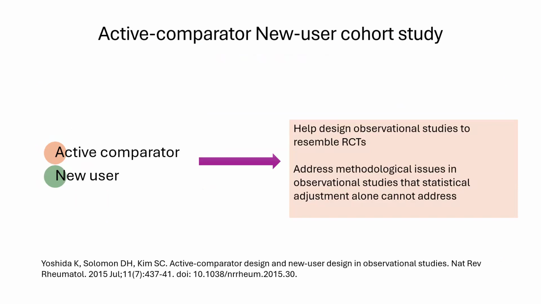So what is this active comparator new user cohort study? This is a type of cohort study which has two principles. It uses an active comparator and it also uses the principle of a new user. So this helps the cohort to resemble an RCT. It basically addresses methodological issues which statistical adjustment alone cannot address in a cohort study.